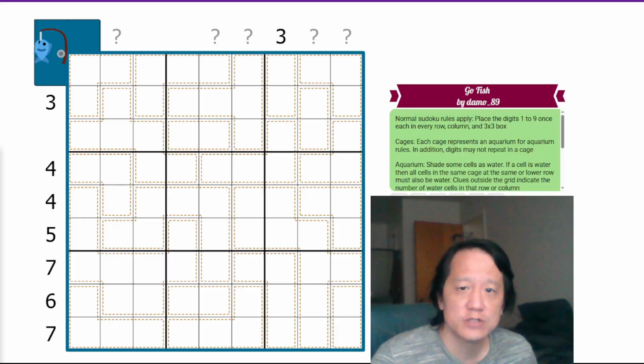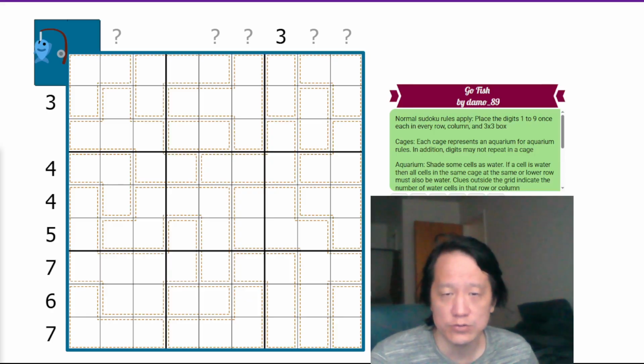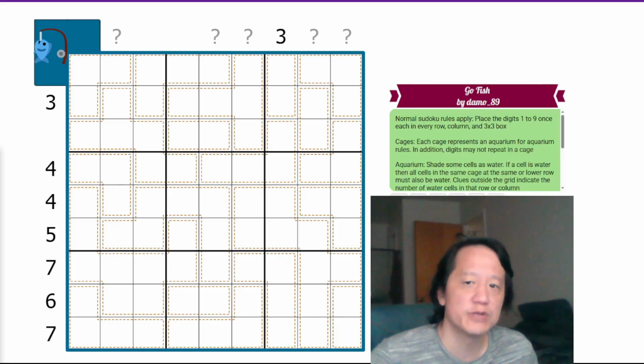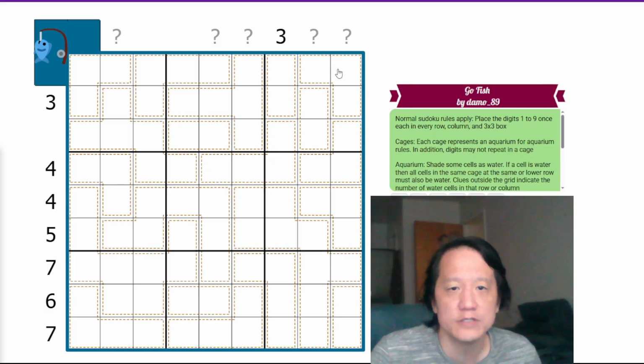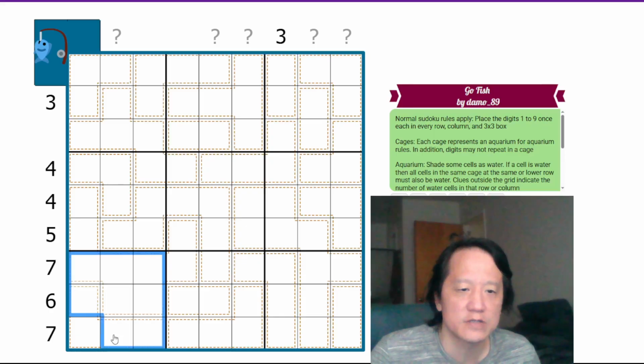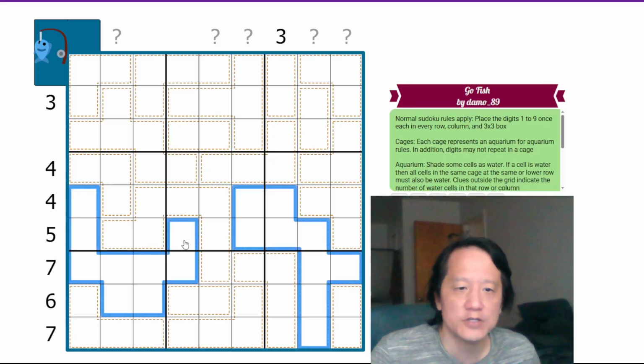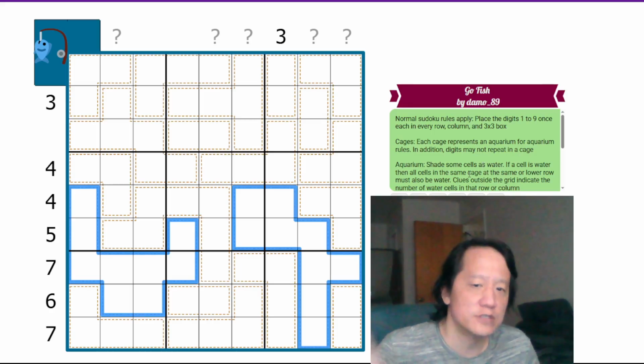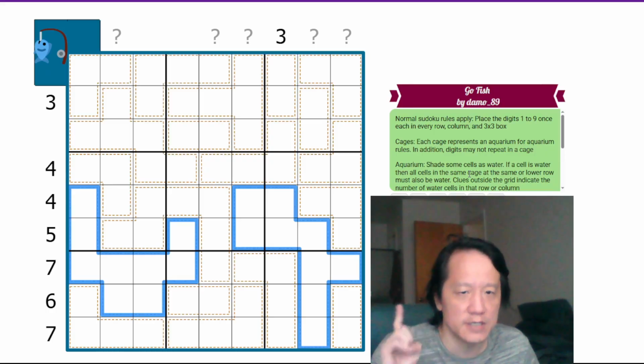It's called Go Fish by Damo89. And here are the rules. Normal Sudoku rules apply, which is place the digits 1 to 9 once each in every row, column, and 3x3 box. We have cages, where each cage represents an aquarium for aquarium rules. In addition, digits may not repeat in a cage.